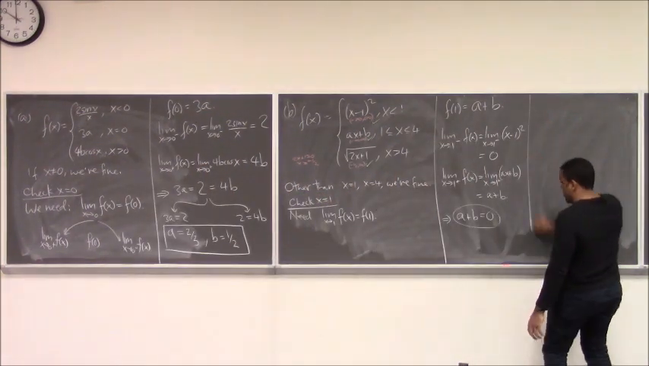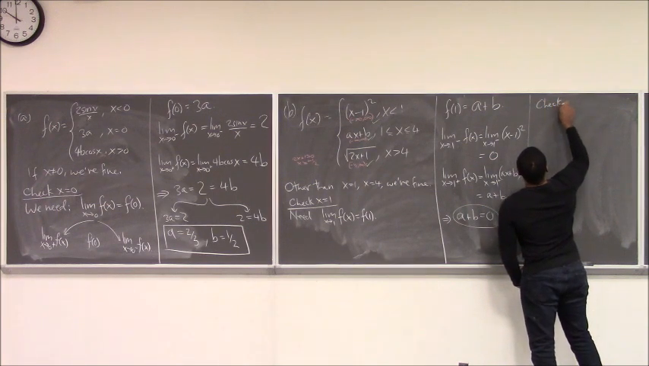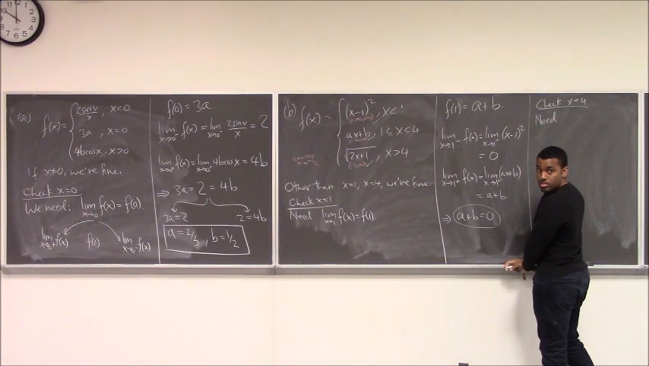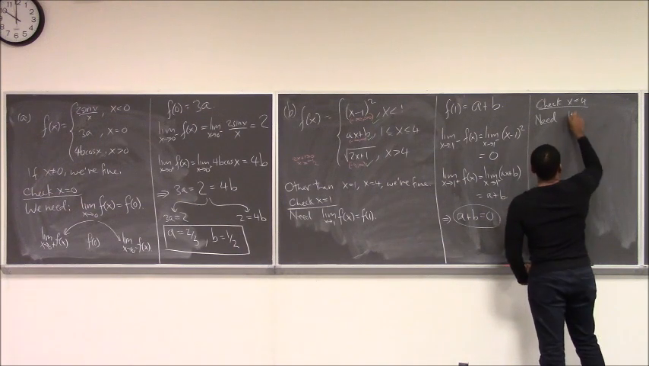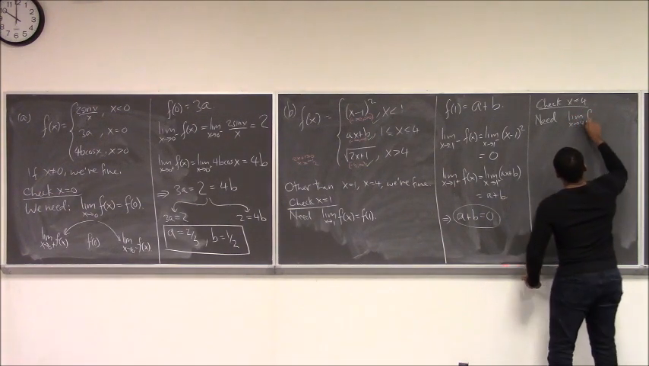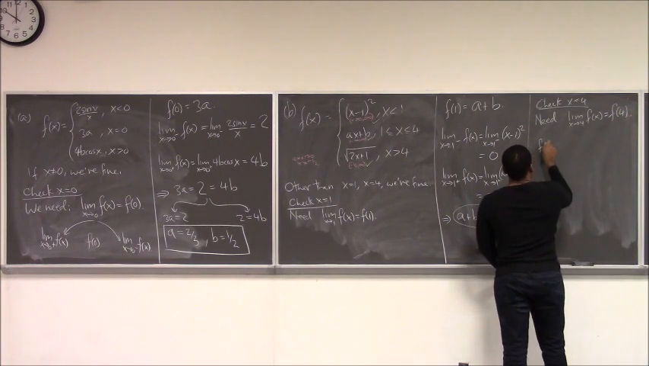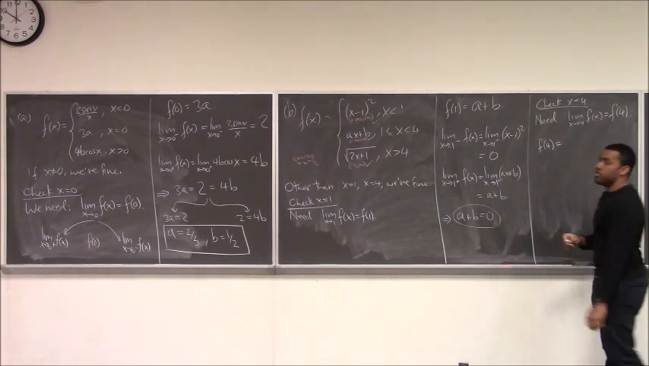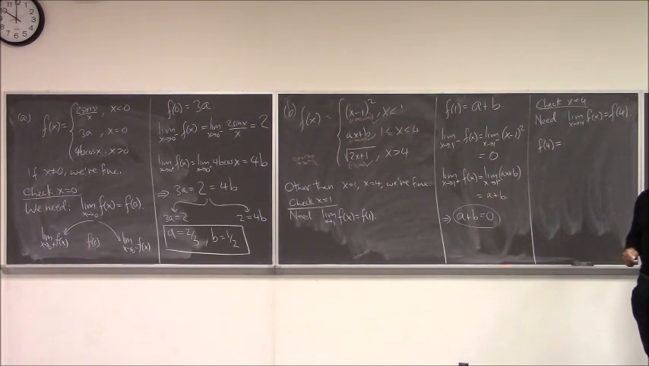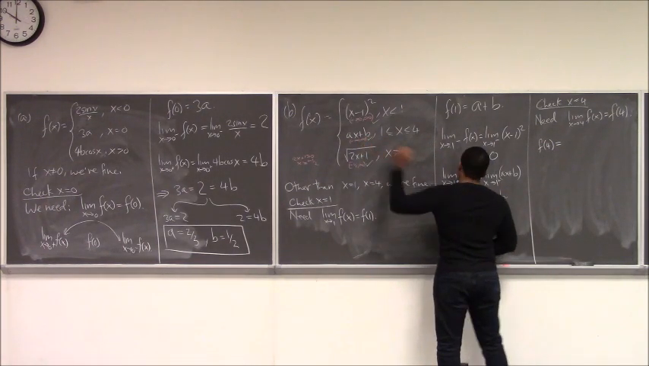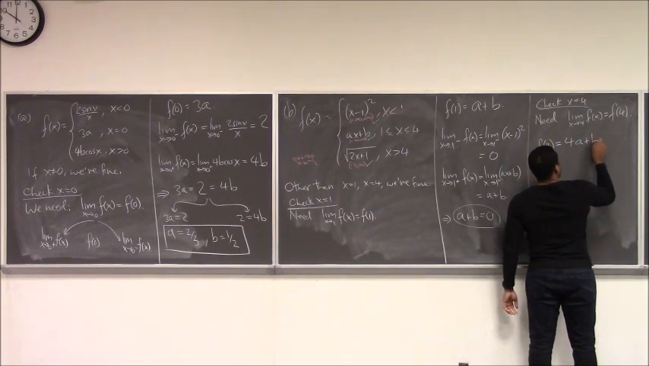So you do the same thing at 4. What do you need to be continuous at x equals 4? Okay. So now check what is f of 4. What is f of 4? 4a plus b. Yeah, when x is 4, you'd have to plug in x equals 4. So it's 4a plus b.